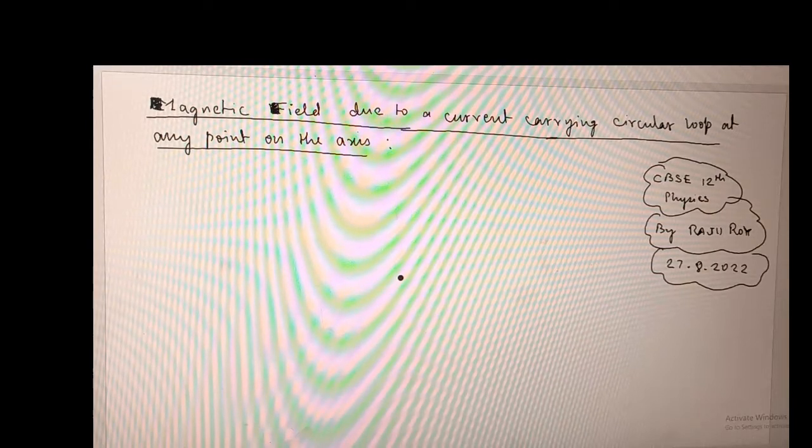Okay, so this is 12th CBSE physics. Magnetic field due to a current carrying circular loop at any point on the axis. On the axis of the loop actually. Okay, circular loop.